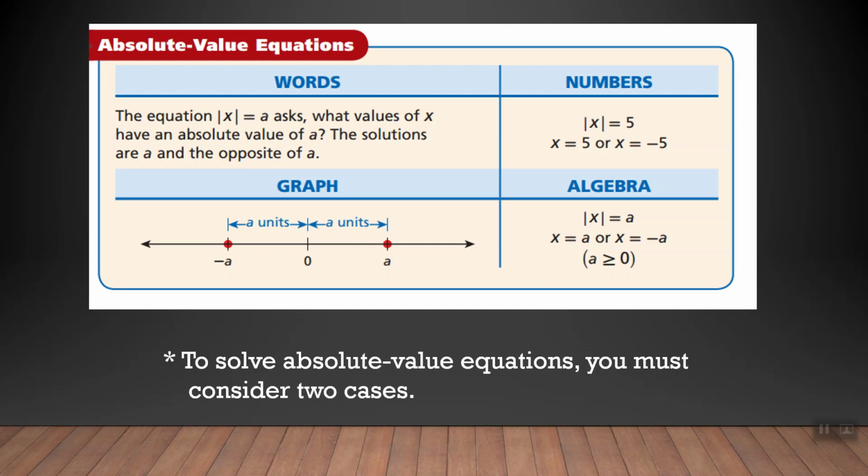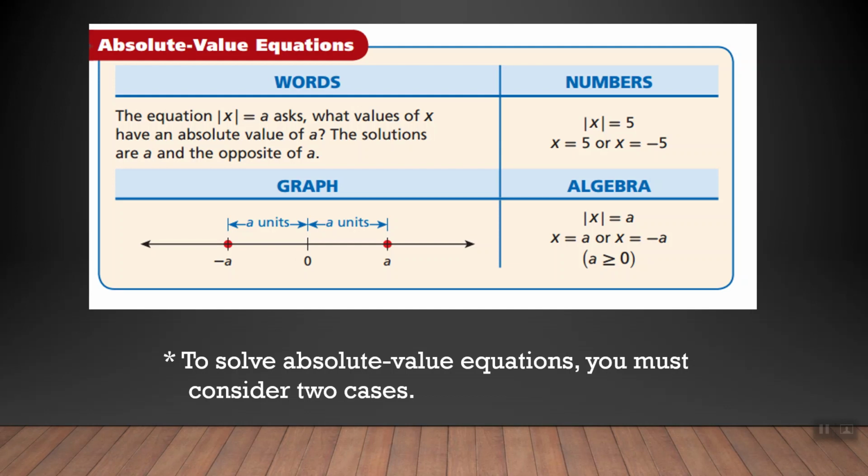When you look at it in terms of numbers, if the absolute value of x equals 5, then x could be 5 or negative 5. There's that a and the opposite of a, 5 and the opposite of 5, which is negative 5. On a graph, because absolute value is a distance away from 0, we could be going in the positive or in the negative direction. So you could see that a units away from 0 to the left would put us at negative a, and a units away from 0 to the right would put us at positive a. Using algebra, if we say the absolute value of x is equal to a, then x could either be a or negative a.